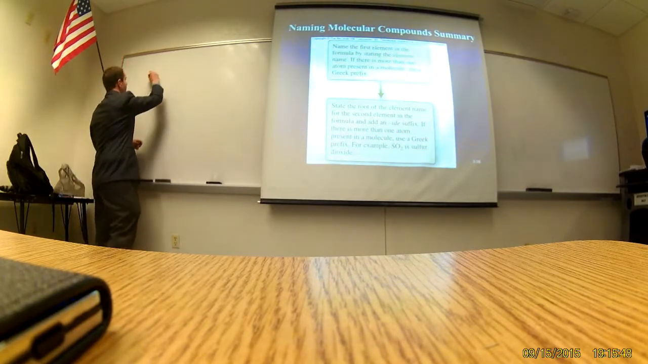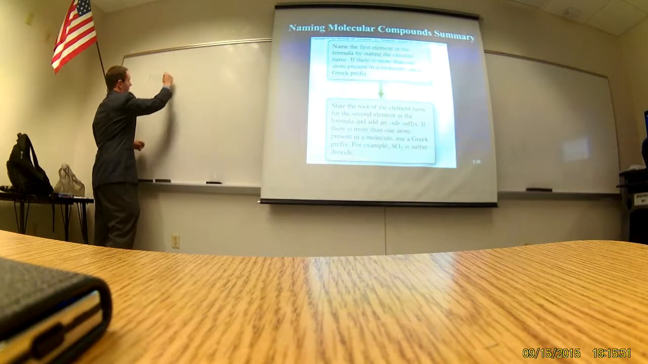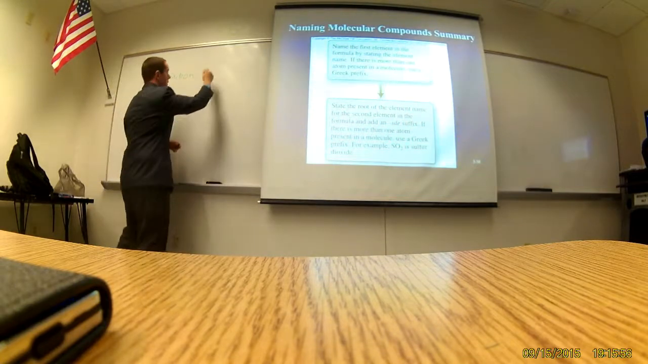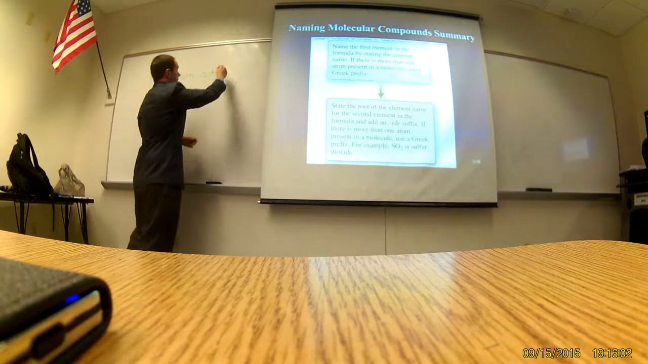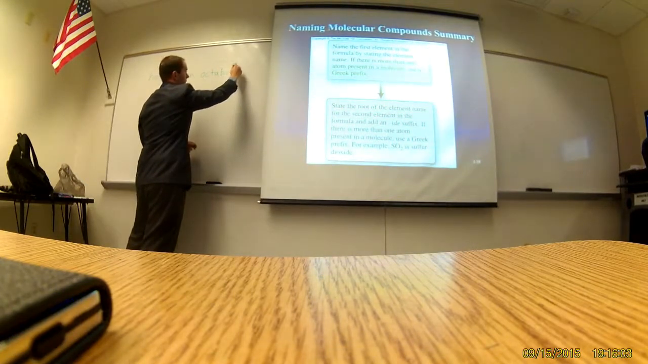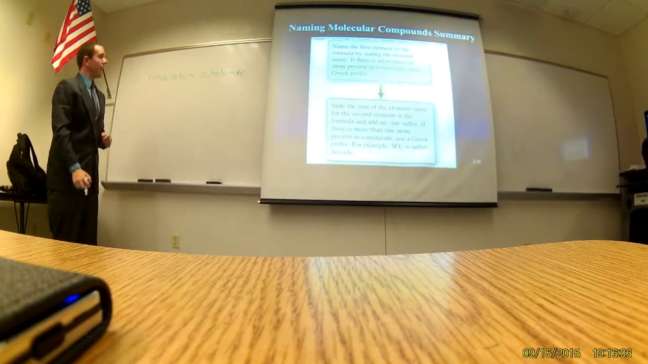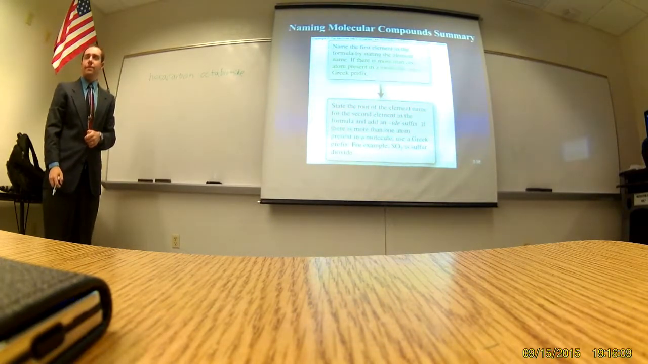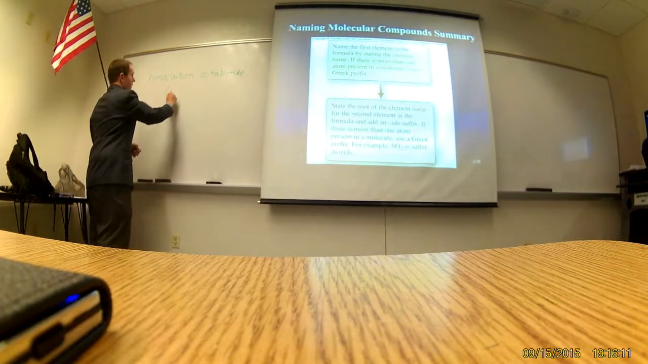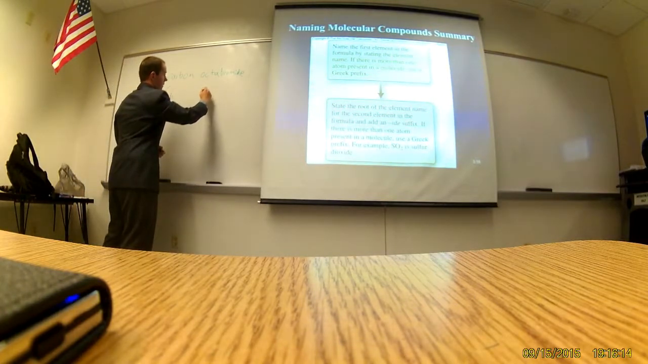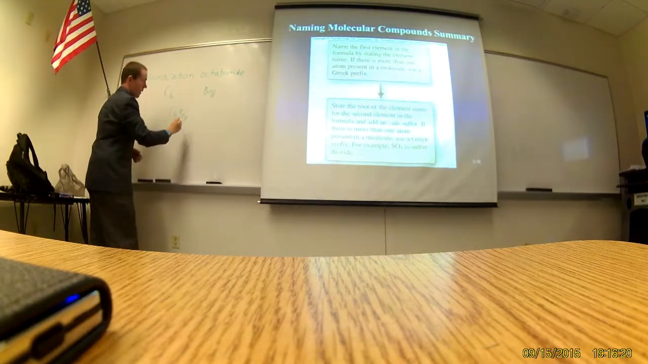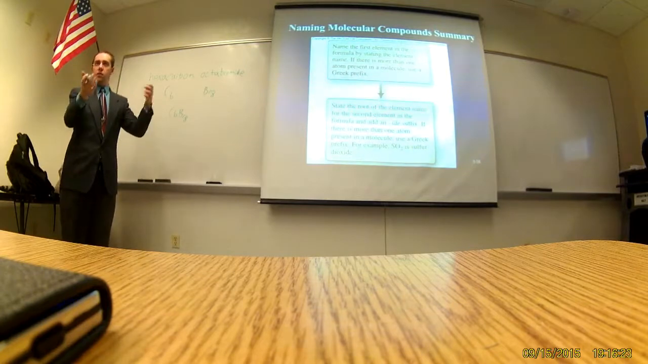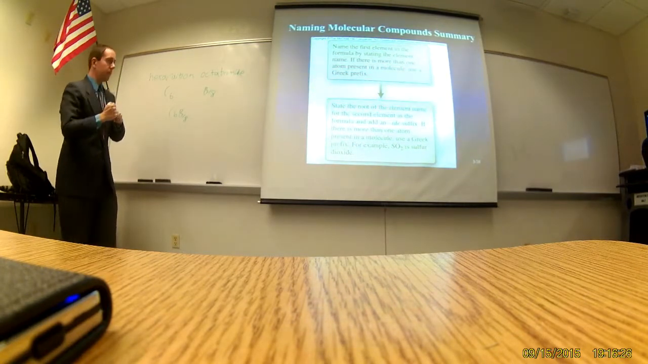So if I have hexacarbon octabromide, what is that? 6 carbons. C6, Br8. It's no more difficult, it's just going in the opposite direction.